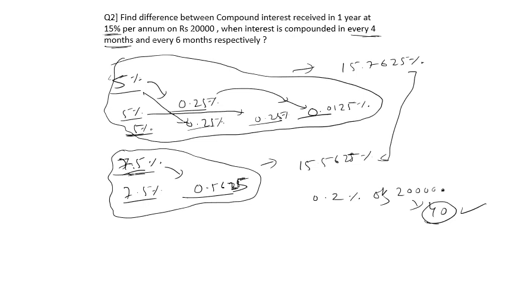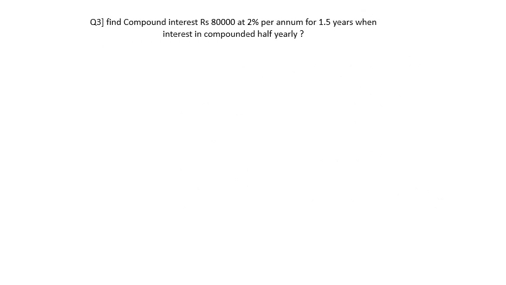By the basic method, you try by yourself. In the first 3 videos I've already discussed a lot of that. Now moving to the next question. Find the compound interest on rupees 80,000 at 2% per annum for 1.5 years when interest is compounded half yearly.